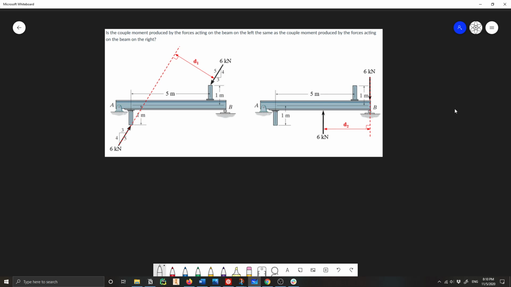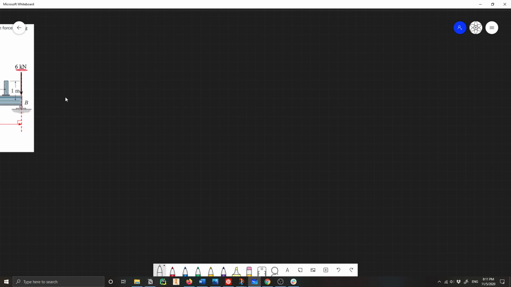Right, and so it is important to note that the forces here, we have a 6 kilonewton force here, and here, as well as here, and here. So I think it's important to, let's just talk about, we'll come back to this actually.